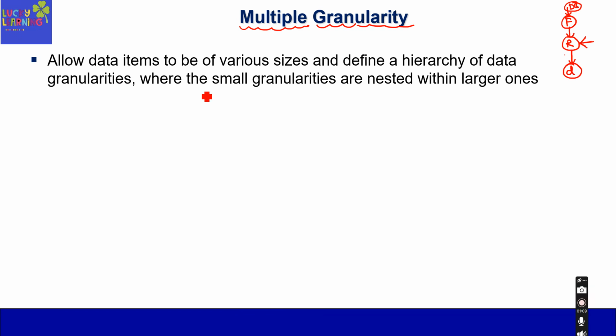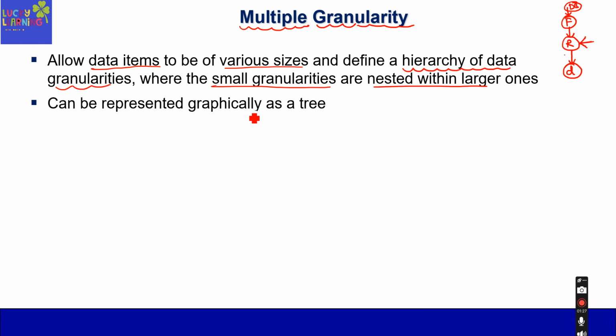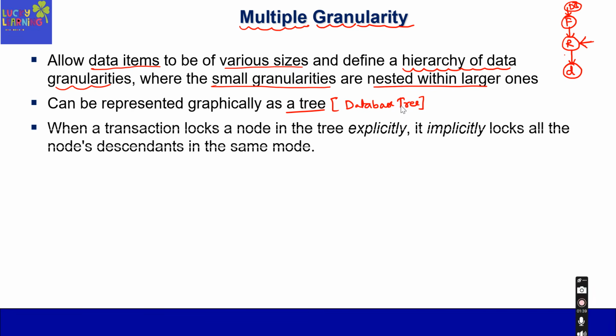To do this, it requires allowing data items to be of different sizes. And it requires defining a hierarchy of data granularities, where the smaller granularities, meaning smaller sizes of data, are nested within the larger ones. This hierarchy is represented in the form of a tree, also called a database tree, which represents the hierarchy of data items.